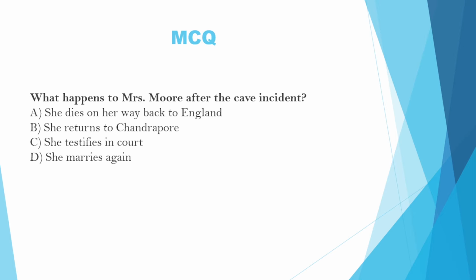Next question is, what happens to Mrs. Moore after the cave incident? Option A she dies on her way back to England, option B she returns to Chandrapur, option C she testifies in court, option D she marries again. The correct answer is A, she dies on her way back to England.